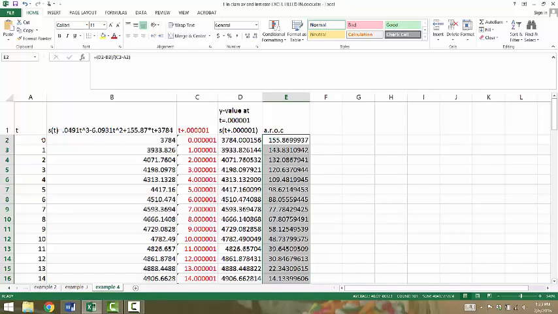So from t equals 0 to t equals 0.000001, the average rate of change is 155.869937. It's very, very close. This value is very, very close to the instantaneous rate of change at t equals 0 because these points are so close together. It's a great estimate for the instantaneous rate of change.